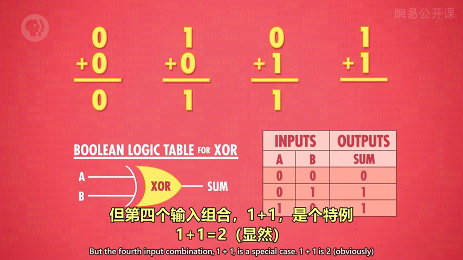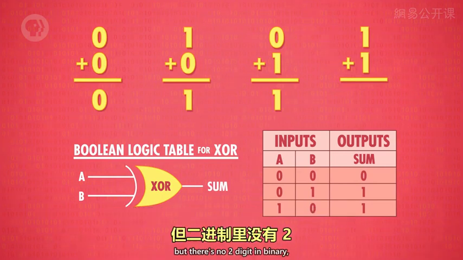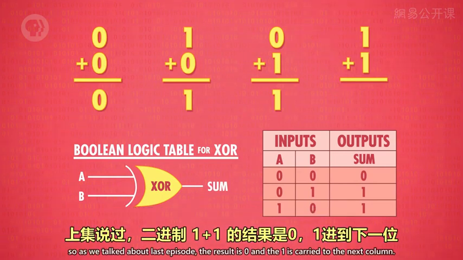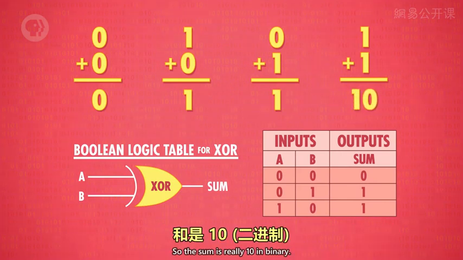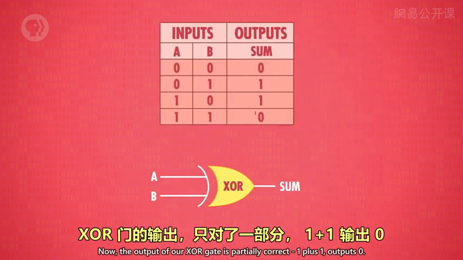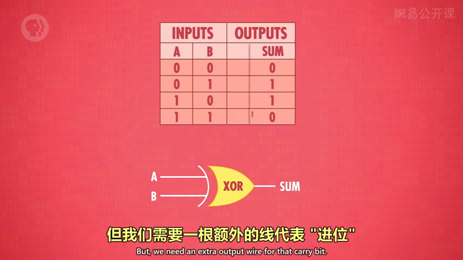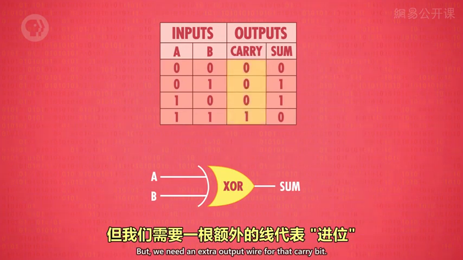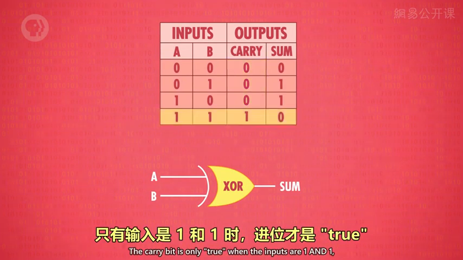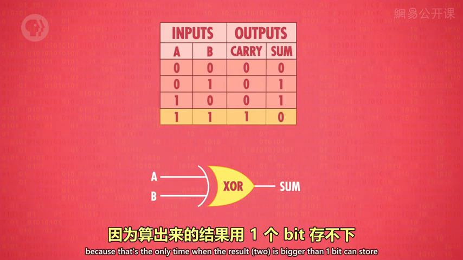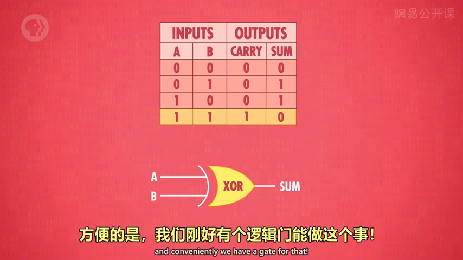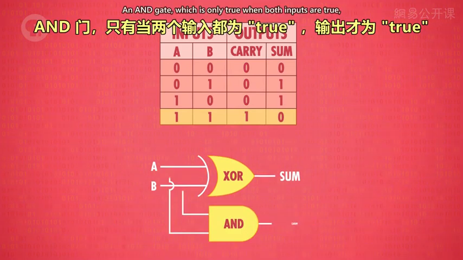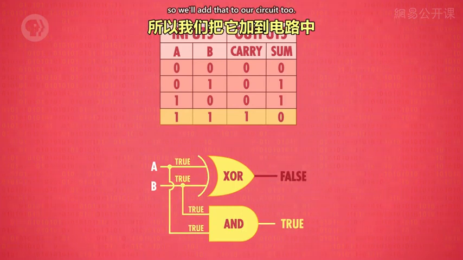1 plus 1 is 2, obviously, but there's no two-digit in binary. So as we talked about last episode, the result is 0, and the 1 is carried to the next column. So the sum is really 1, 0 in binary. Now, the output of our XOR gate is partially correct. 1 plus 1 outputs 0, but we need an extra output wire for that carry bit. The carry bit is only true when the inputs are 1 and 1, because that's the only time when the result is bigger than one bit can store. And conveniently, we have a gate for that, an AND gate, which is only true when both inputs are true. So we'll add that to our circuit too.